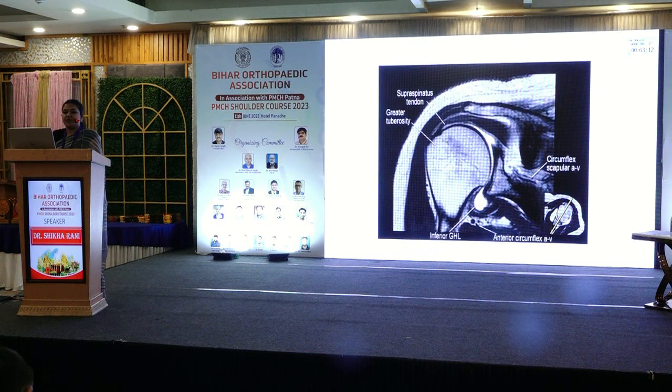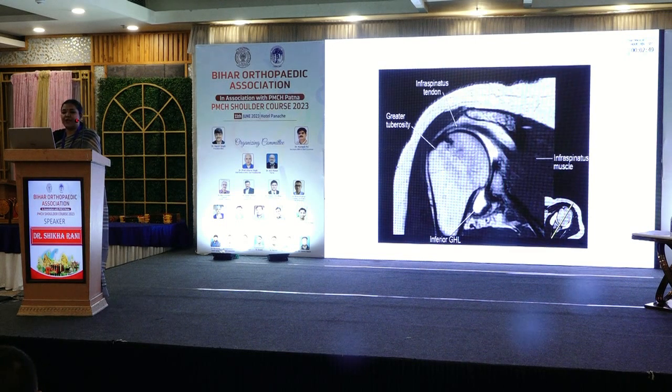Here you can see beautifully the supraspinatus attached on the greater tuberosity. Any tendon tear will start from the greater tuberosity and go up to the critical zone, which is 1 centimeter from its attachment. So this section is very important. Keep this in mind. This is the coronal for the supraspinatus tendon.